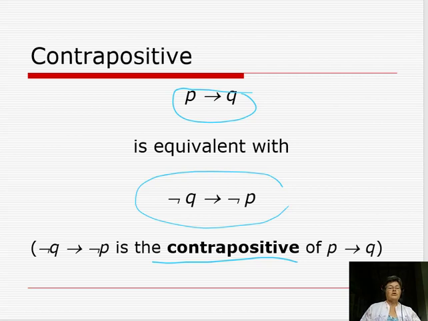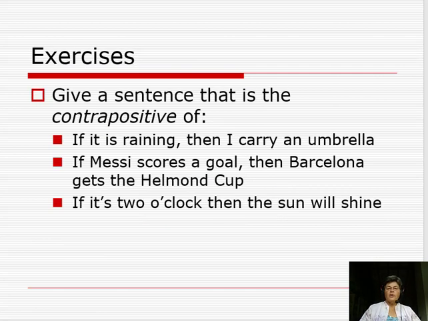Well, if we look at the contrapositive and at some exercises, then for example, the contrapositive of the first sentence: if it's raining, so it's raining is P, then I carry an umbrella. I carry an umbrella is Q, so here it says P implies Q. Then the contrapositive would be, because the contrapositive was not Q implies not P: if I'm not carrying an umbrella, then it's not raining.